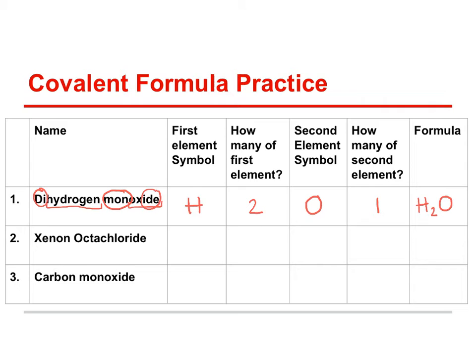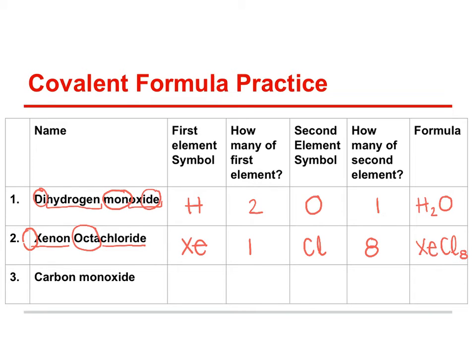Let's try another one. We've got xenon octachloride. My first element is xenon, and it doesn't have a prefix. Remember our exception to the rule: if there's no prefix on the first element, that must mean there's just one of them. And then octachloride. I see chloride, change my I to an E. So chlorine is my element, Cl, and octa means 8. So my formula is Xe, Cl with the subscript 8.